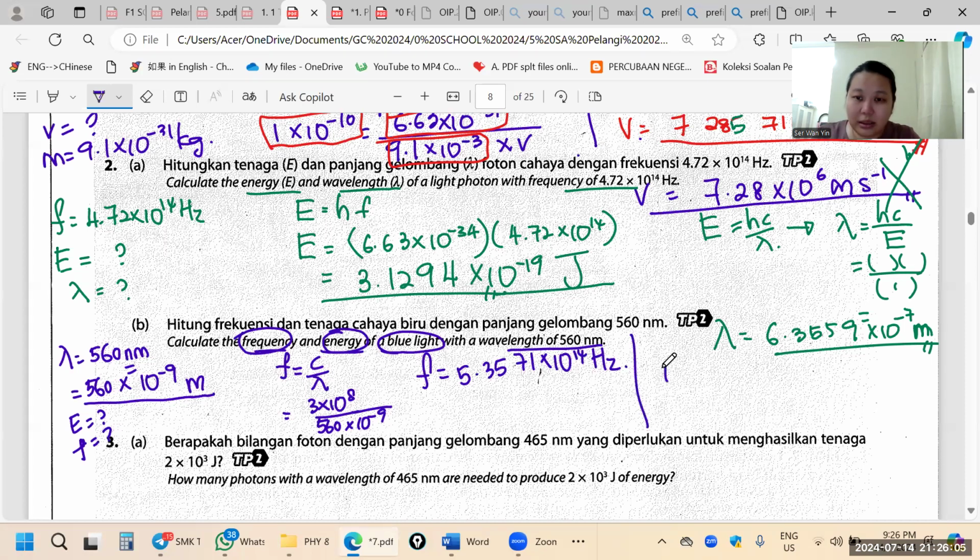Then they want E. E equals to HF. Or E equals to HC over lambda also can.